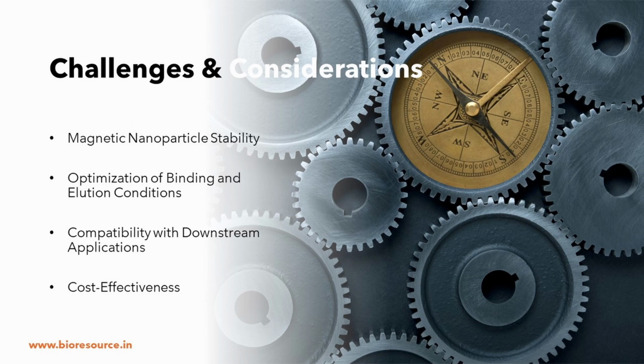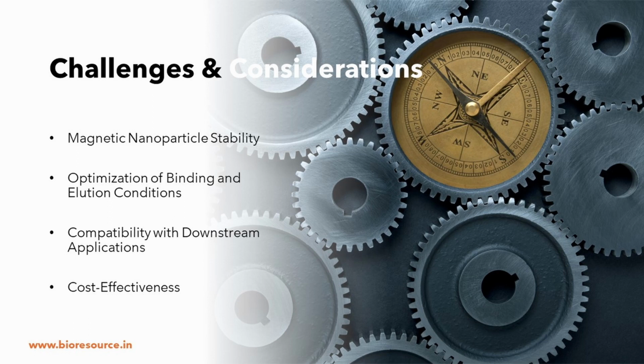If you look at the cost effectiveness, the initial investment in MNP isolation kits or reagents might have a higher upfront cost compared to the traditional methods. If you're planning to automate, we need to buy a robotic system and other things. So the initial investment will be much higher compared to the traditional methods, but for high throughput it will be really useful. It will be really cost effective.